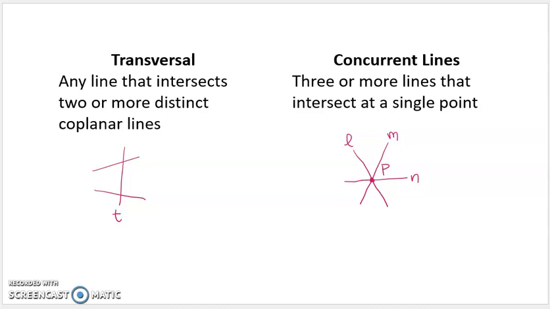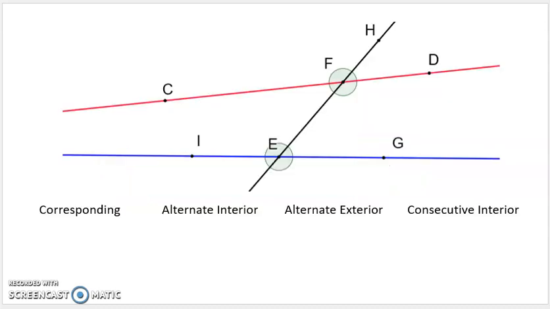So with transversals, we've got a transversal here. A transversal is the line HE. I'm going to give myself another point down here. I'll call that point L. So we've got HL as the line. So HL is the transversal. And notice that HL intersects lines CD and IG. And in doing so, it creates a number of angles around those vertices.